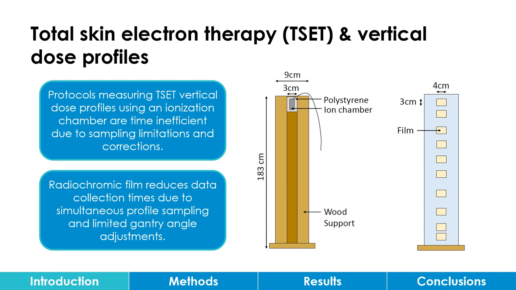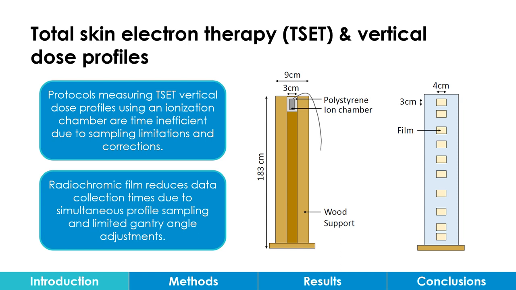However, the resulting protocols impose a significant time burden on physics staff, and this is largely due to the fact that a single ion chamber can only measure one position in the field at a time, with multiple irradiations required per position. So you can imagine that sampling enough points to maintain sufficient profile resolution results in very long data collection times, and for us, this is approximately 3 hours per profile.